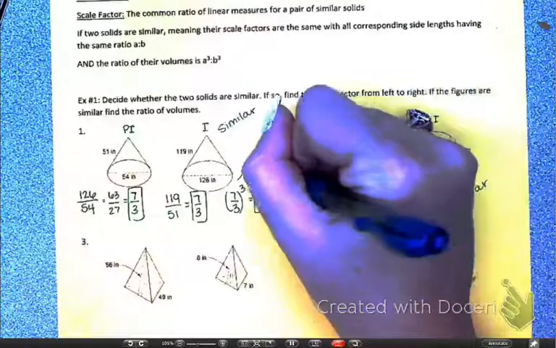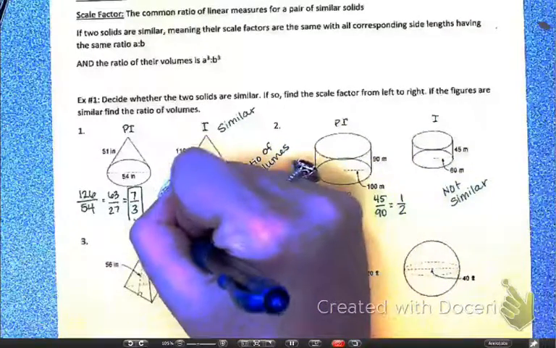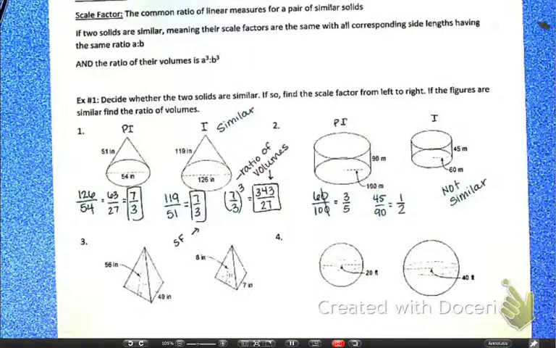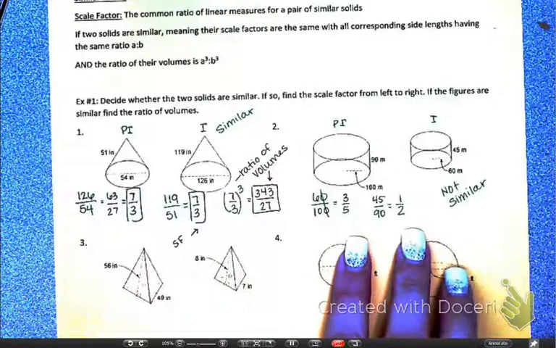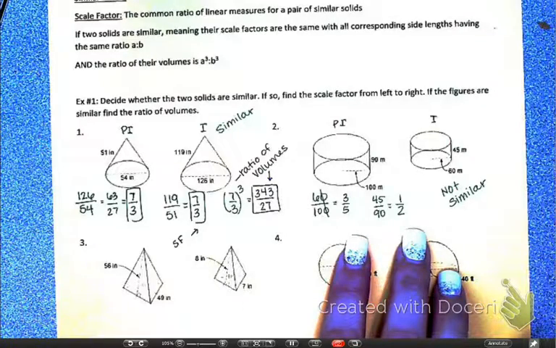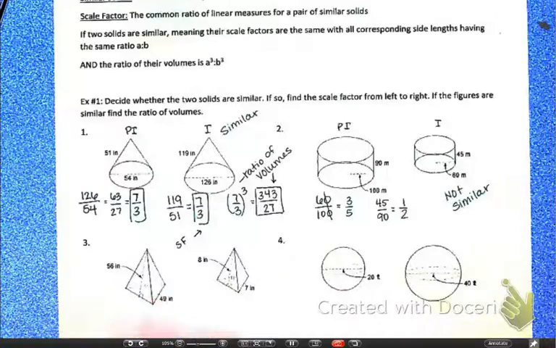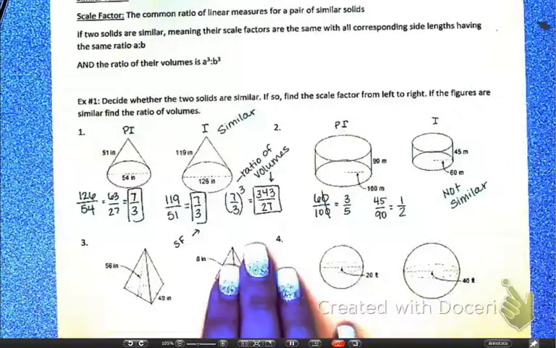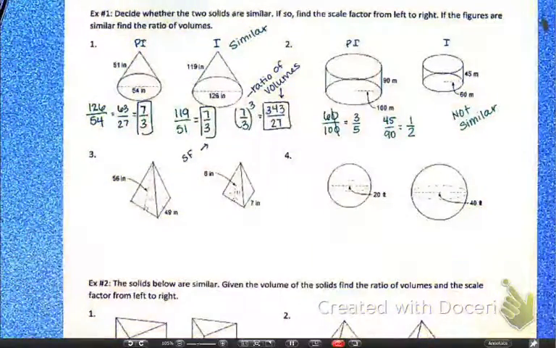Okay, so this is the ratio of volumes. This is scale factor. Ratio of volumes and scale factor. In the case of number 2, they're not similar, so do I have a scale factor? No. So do you think I'm going to have a ratio of volumes? No. Okay, so if figures are similar and if we have a scale factor, we can find a ratio of volumes. Okay, let's do number 3 all together and see what we can find.